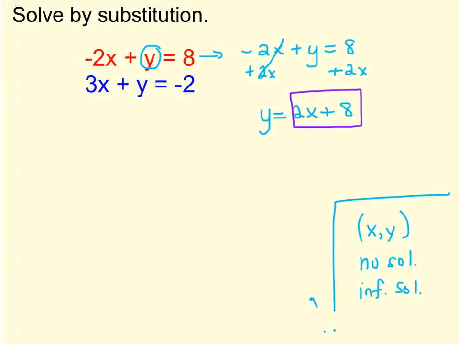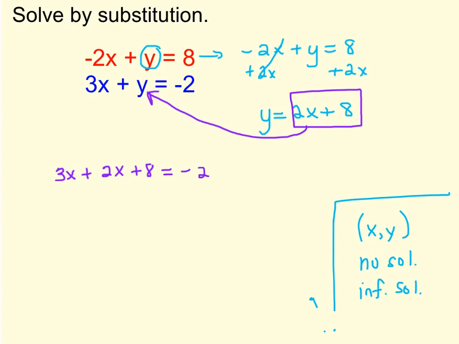So now comes the substitution step. I'm going to take this 2x plus 8 and I substitute it into this other equation. So the question is, should it go in for the x or should it go in for the y? Well, because it's y equals, we're going to take this 2x plus 8 and we're going to put it in for the y. So we rewrite that equation, 3x plus, now instead of the y, we're going to plug in a 2x plus 8, and then we keep writing the rest of the equation, equals negative 2.